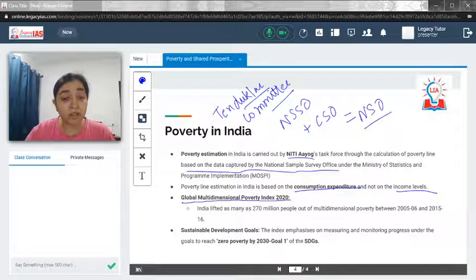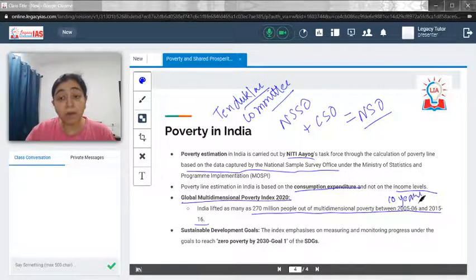Now there is also another important index you have to think about. It's the Global Multidimensional Poverty Index, in which India has lifted as many as 270 million people out of multidimensional poverty between 2005 to 2015. So basically in 10 years, India was able to bring 270 million people out of poverty. That has been highlighted by the Global Multidimensional Poverty Index. Now your homework is to figure out the multidimensional poverty index, which organization releases it and how it is different from the other kinds of poverty measurement that are there, and what kind of dimensions it actually includes in multidimensional poverty. You guys have to comment on the video.